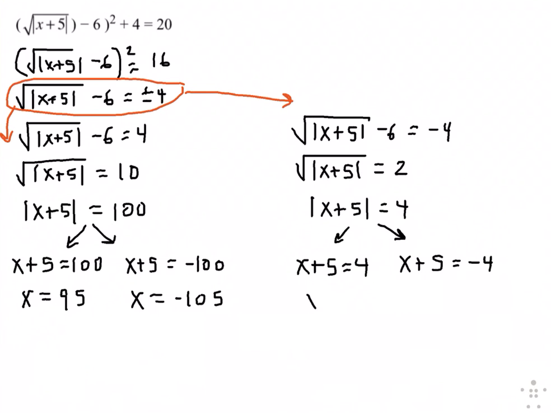Now we subtract 5, so I get x equals 4 minus 5 is negative 1. And here we subtract 5 and we get x equals negative 9. So the solution set for this is there are 4 solutions: negative 105, negative 9, negative 1, and 95.